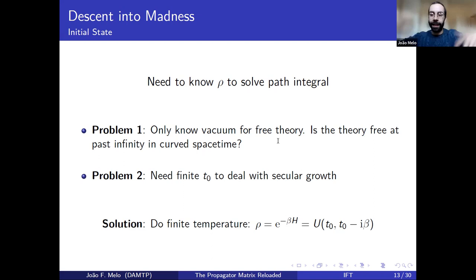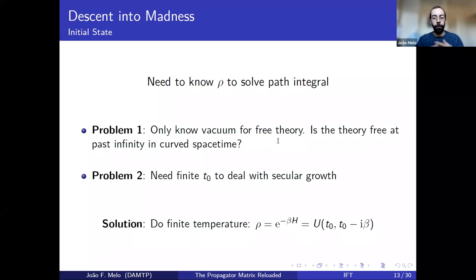I need to know what my initial conditions are in order to solve my path. But in terms of pure states, I know one of them. I know the vacuum. I know how to write that down, and I know how to do calculations with a vacuum, for a free theory, because I don't really know how to do a vacuum for an interacting theory. I can do perturbation theory, sure. Maybe, but I want to do perturbation theory after, right? It's complicated. Maybe I can do something, but it's complicated.